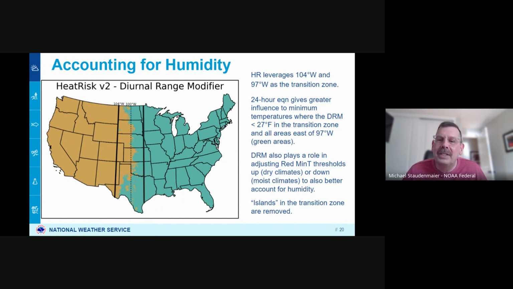So all areas west of 104 west would also utilize the dry equation to keep it all the same. And all areas east of 97 west would utilize the humid equation. After filling in some islands in the transition zone, this results in a meandering border within a transition zone that roughly approximates that transition between moist and more arid climates that was recognized well over 100 years ago. So as mentioned earlier, we also use that DRM to adjust the red, orange, and yellow shoulder threshold values up in more arid climates and down in more humid climates to again provide a better approximation of humidity in the approach.